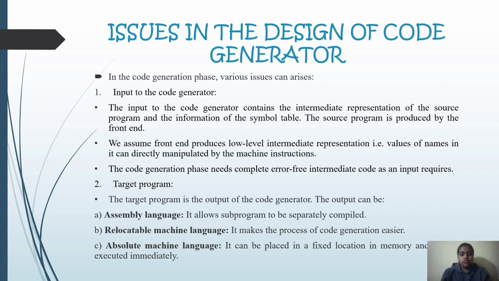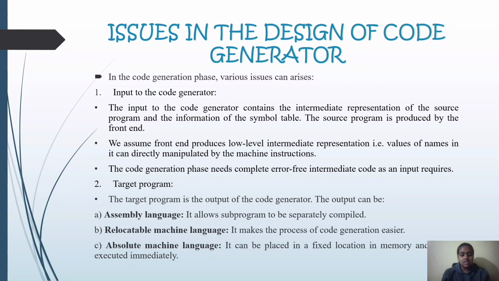Issues in the design of code generator. In the code generation phase, various issues can arise. First one, input to the code generator. The input to the code generator contains the intermediate representation of the source program and the information of the symbol table. The source program is produced by the front end. We assume the front end produces a low-level intermediate representation, that is, values of names in it can be directly manipulated by the machine instructions. The code generation phase requires complete, error-free intermediate code as input.